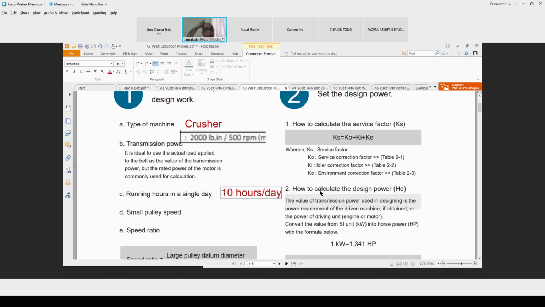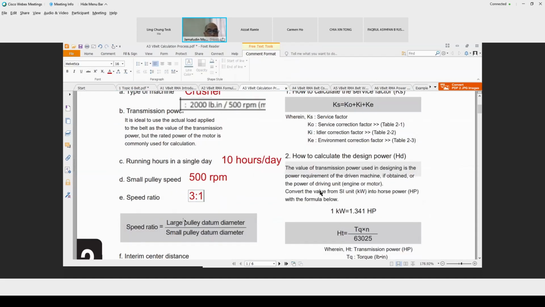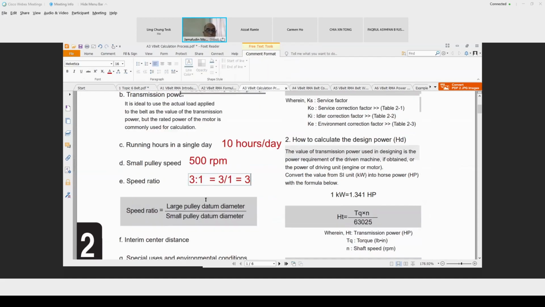Small pulley speed is going to be 500 RPM. You're right, because that's where the motor is going to be attached. The speed ratio is going to be 3 equal to 1, which is the larger pulley over the small pulley. That means it's going to be equal to 3. The larger pulley is going to be 3 times larger than the smaller pulley.